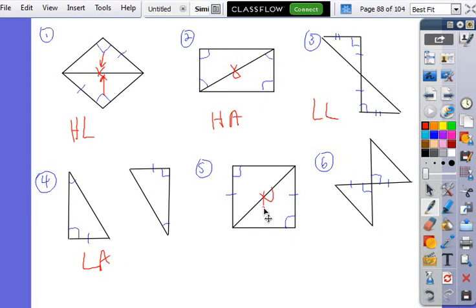All right, what is that one? Hypotenuse, and then the leg. So hypotenuse leg. The last one: the hypotenuse is not labeled. Hypotenuse is right here. Those are not marked. I've got one pair of legs. Well, I've got to have something else to work with, and I can't use the right angle, so that's going to be none.